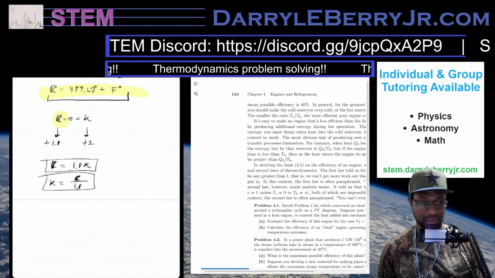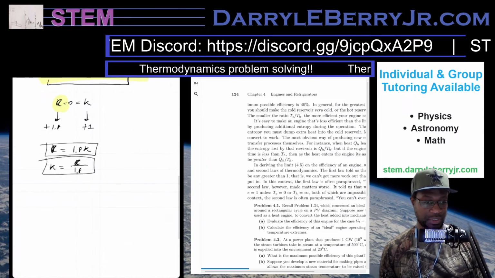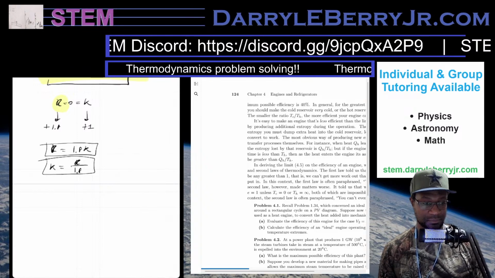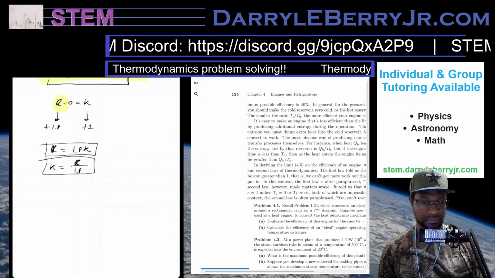1.3. Now this one I'll skip. It's just converting temperatures. It's easy enough.